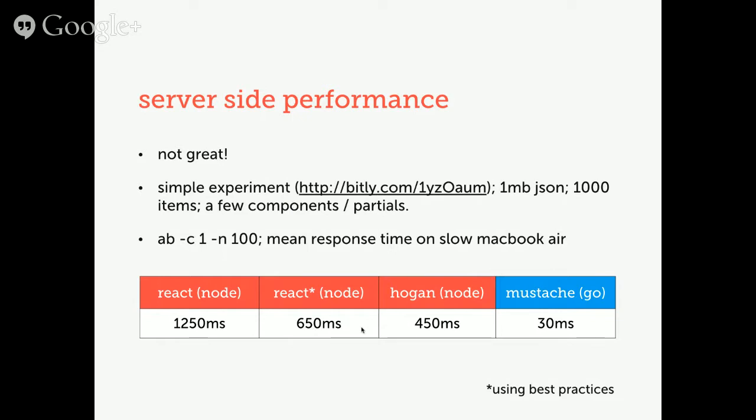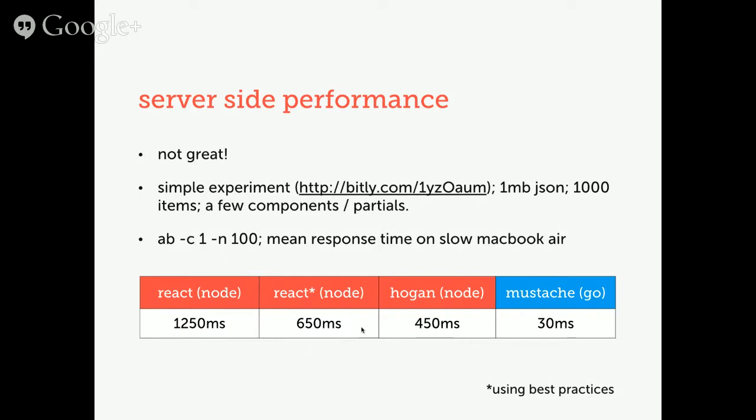But then, just as a point of comparison, rendering that with Go, with a Mustache rendering engine, I was able to get that to 30 milliseconds. So you can see that rendering React on the server is going to be significantly slower than other rendering options. Go is obviously going to be a lot faster than Node, but just to point out, you could have a shared templating system using Mustache and then have this isomorphic structure using Backbone or something on the client.